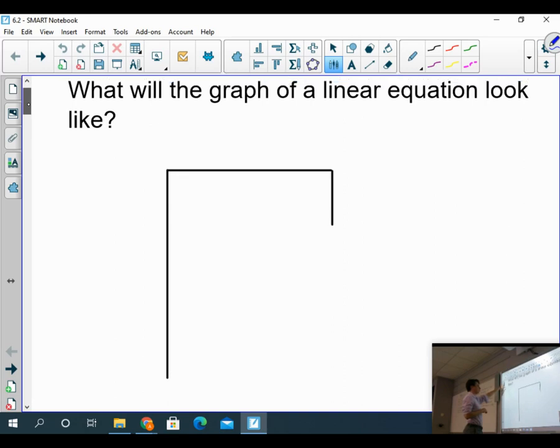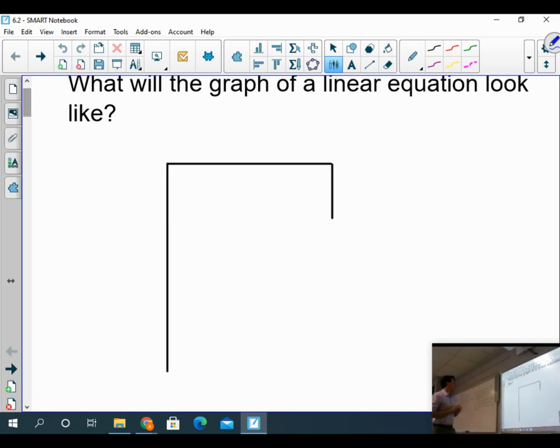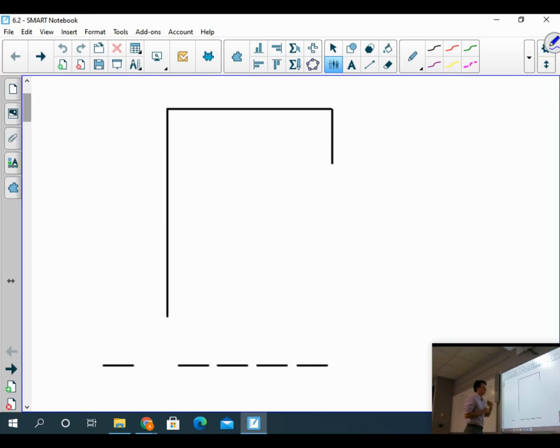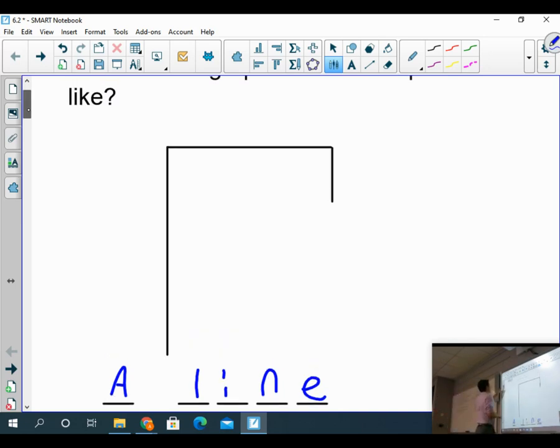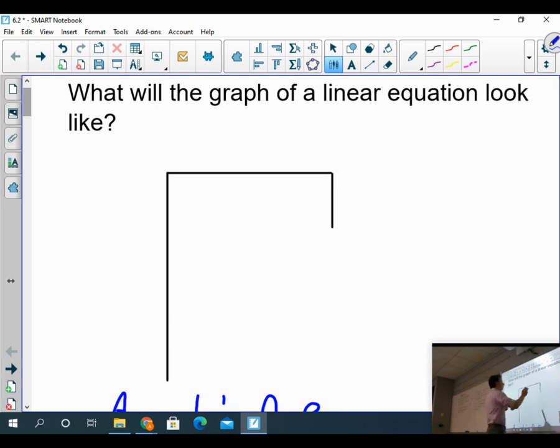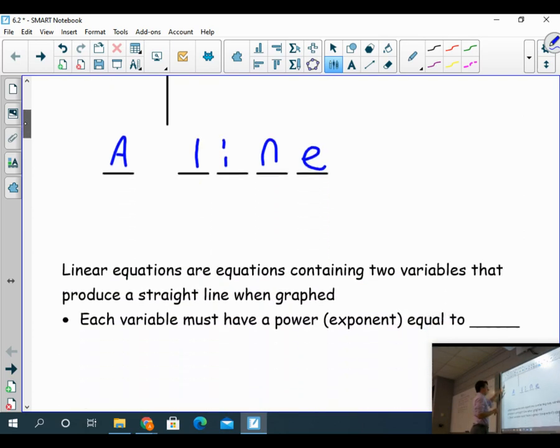But first things first, let's talk about what the graph of a linear equation will look like. We can play a little hangman with this. Okay, but what is it going to look like? It will look like a line. The graph of a linear equation is going to look like a line. And this should make sense. Why? Well, think about the word. What is the root of the word linear? It is line. So all linear equations are going to create lines.